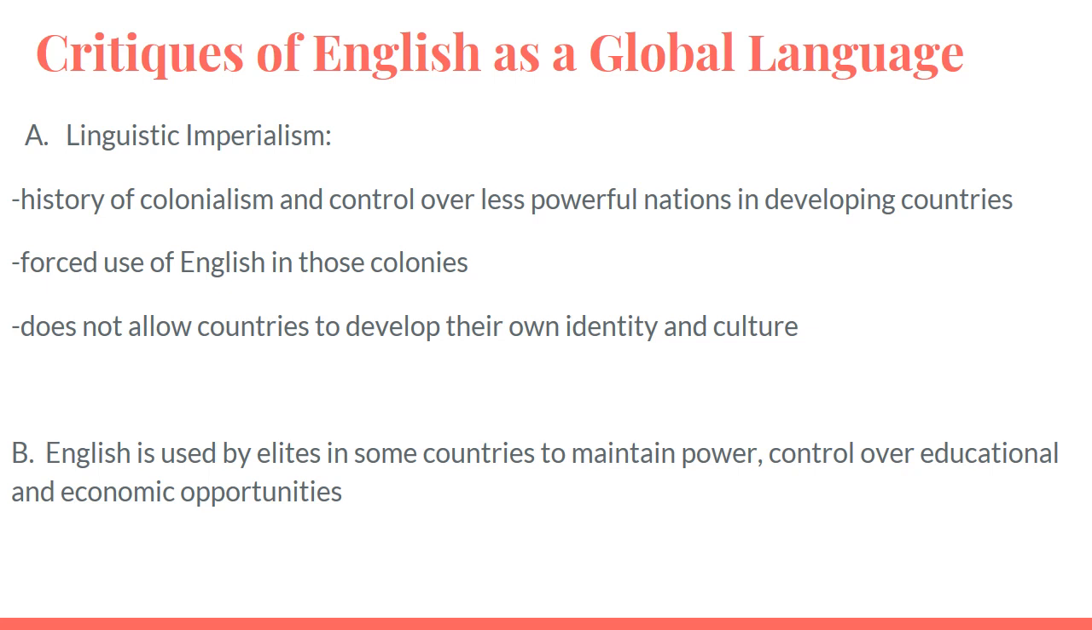Another critique of English is that in many developing countries that were former colonies of Great Britain, many times the elites are the ones that speak English. And they use English ability as a criteria to restrict less affluent communities or less elite native populations from rising up in economic and educational status. One example would be in South Africa.